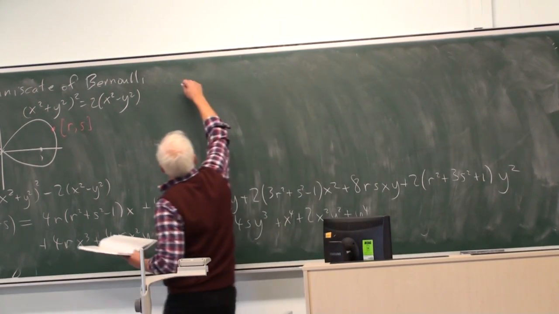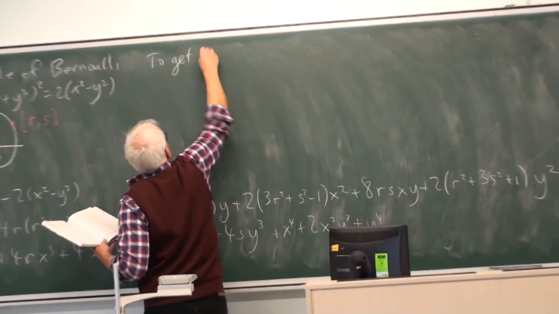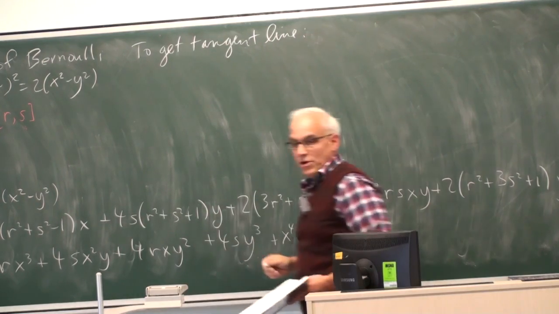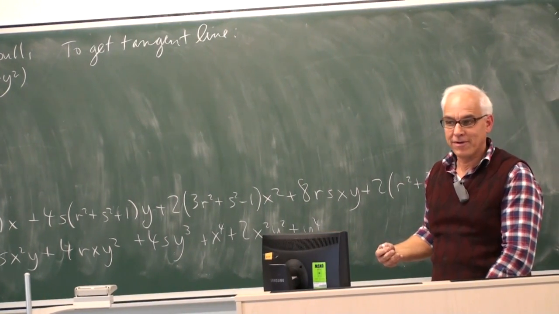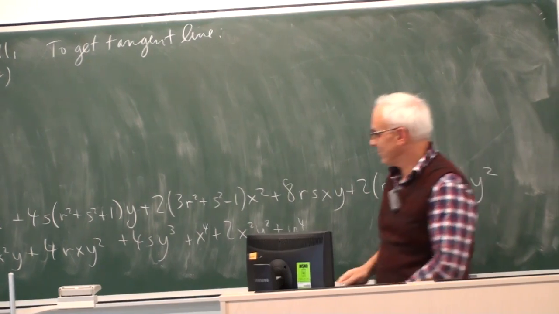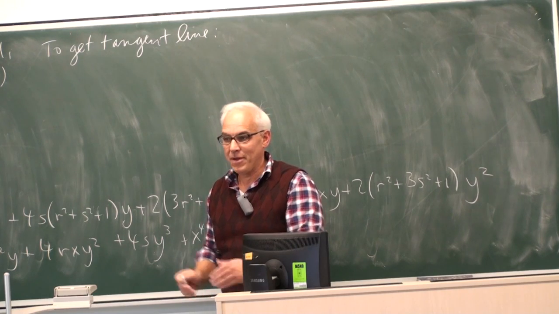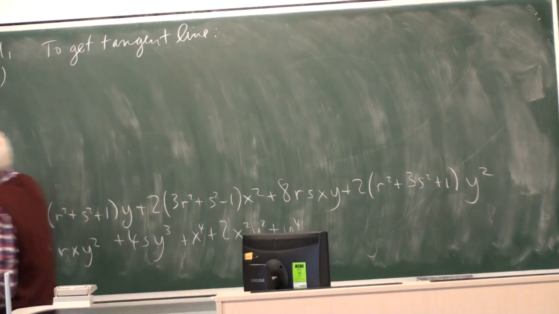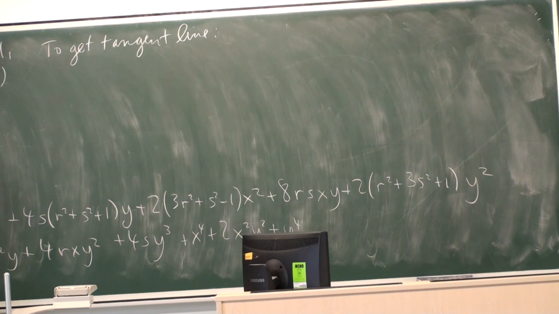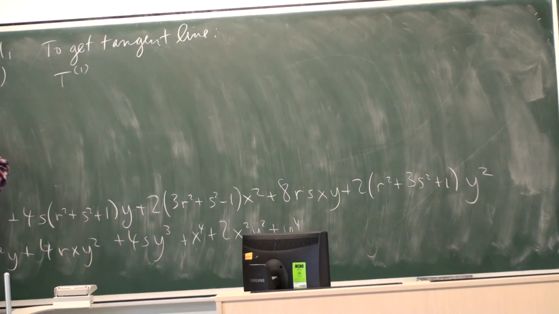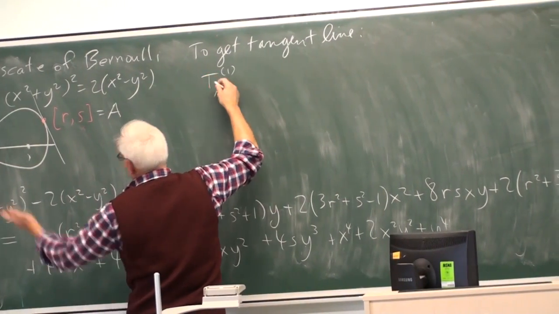All right, so to get the tangent line, what we want to do is take the linear terms, just these two terms. That's going to be a line through the origin. Then we have to translate that back to, instead of being at the origin, over here. And so we can just write off what we're going to get. The tangent line is going to be T1 at the point, let's call it A. Our curve is P.